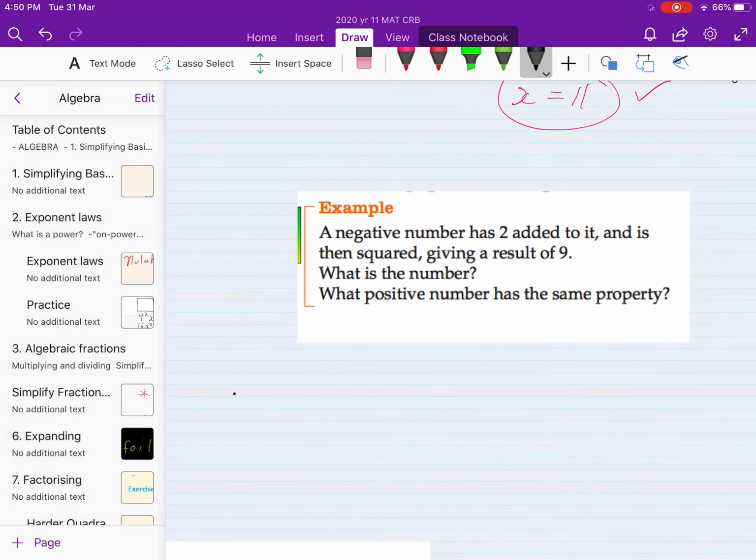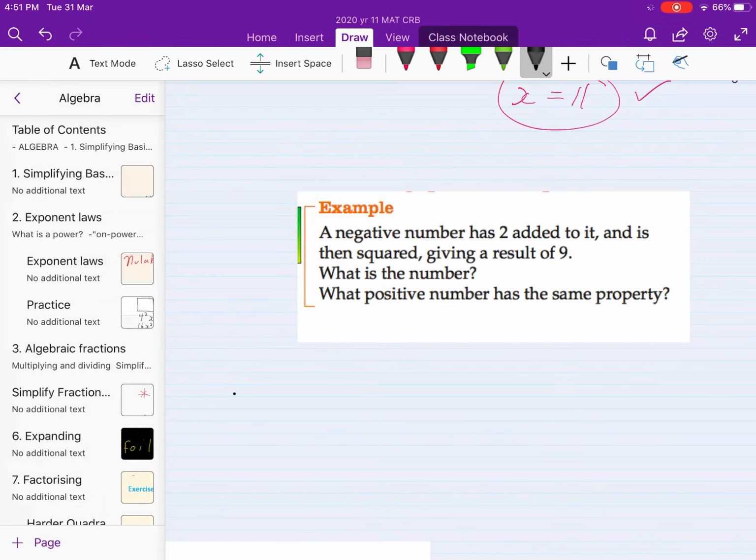Okay, another example of an application for quadratics. This is quite typical of questions you might be asked: a negative number has 2 added to it and is then squared, giving a result of 9. What is the number? And then what positive number has the same property?